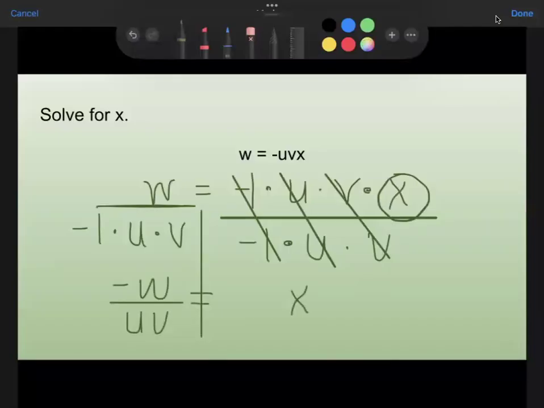Sorry, my v looks more like my u. I'm going to fix that. U v. Oh, still not quite. Yeah, my u's and my v's look very similar. Okay, I think that's better. Okay, so x is equal to -w times u times v.